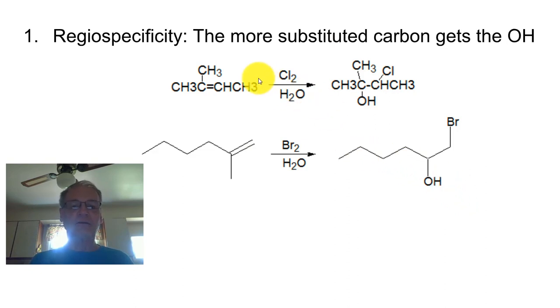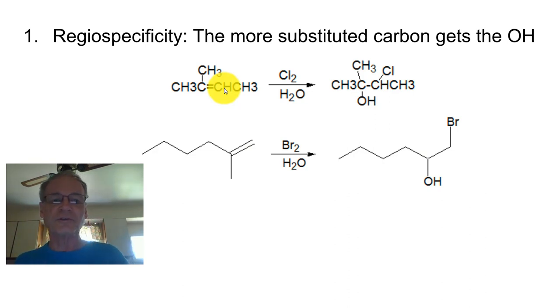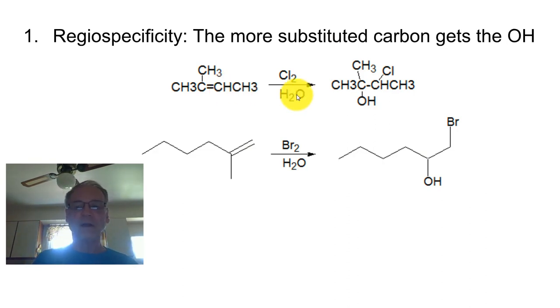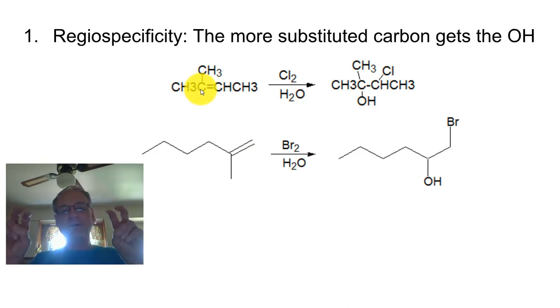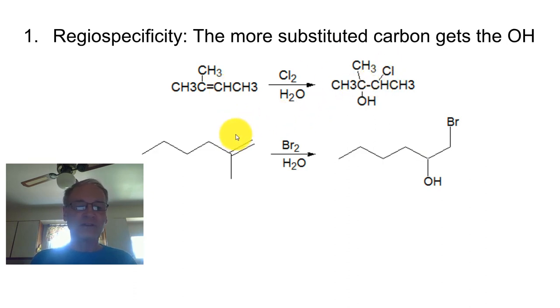So if you add Cl2 in water to this molecule, notice that one of these two is going to get the chlorine and one of them is going to get the OH. I'm going to go ahead and tell you what actually happens. This is data, not theory. What actually happens is that the OH group adds to this carbon and the chlorine adds to this carbon. In other words, that's the more substituted carbon. We might call it the more interior carbon, or it's a tertiary carbon. And so that's where the OH is going to go. The less substituted carbon, the one that's less crowded, so to speak, is the one where the halogen ends up going.